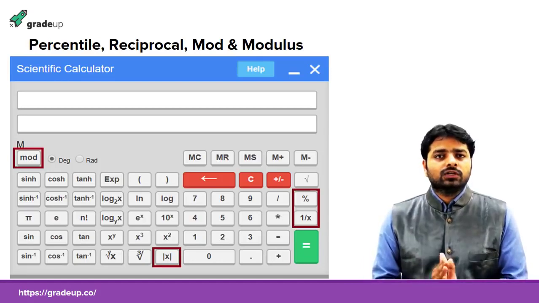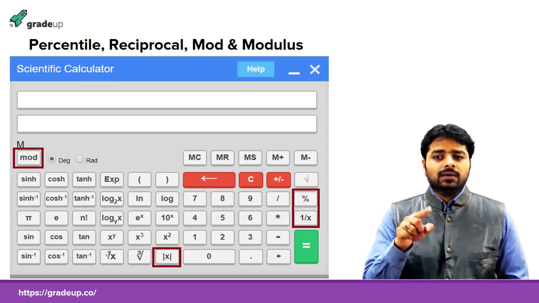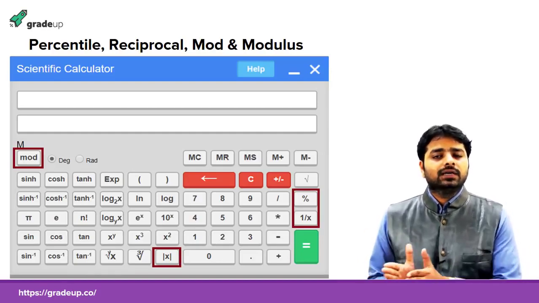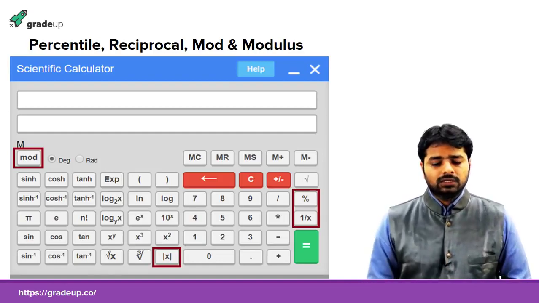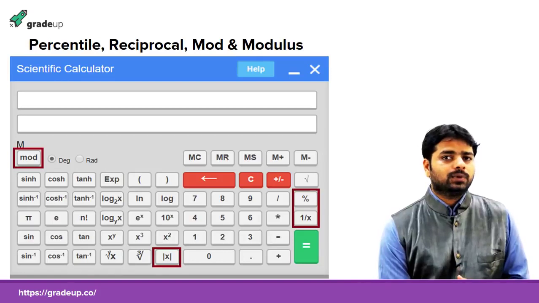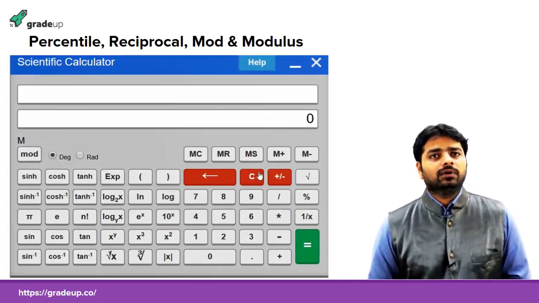Percentile is somewhat different. If I write x percentile y, it will be x times y divided by 100. So remember that x percentile y represents x into y by 100. Now I am going to perform these calculations, including reciprocal. Let's calculate one by one.